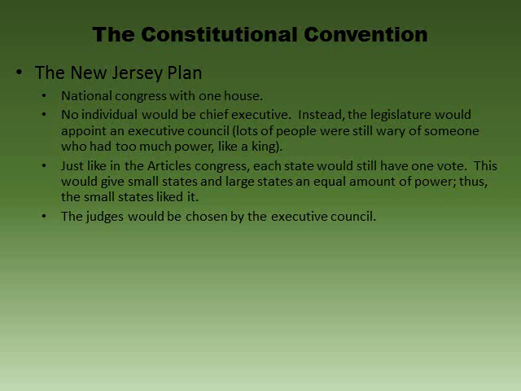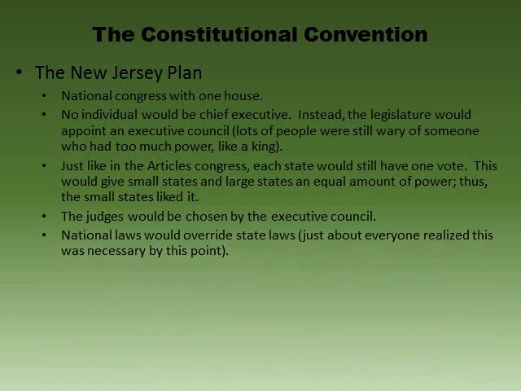And judges would be chosen by the Executive Council. Again, national laws would override state laws, and just about everyone by this point realized that was going to be a necessity if we're going to be one country, and that we had to have one central government that could keep everyone in line rather than having 13 separate little countries.